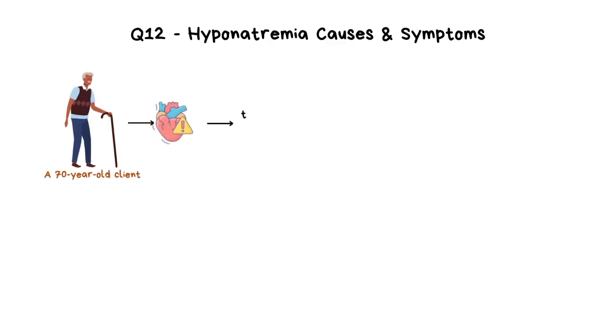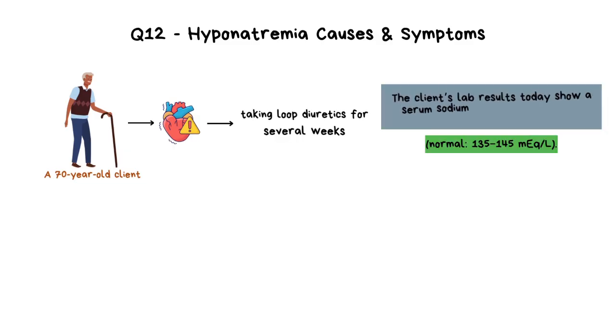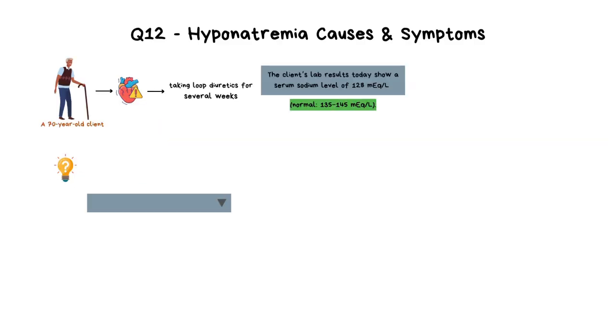Now let's do a drop-down fill-in on hyponatremia, cause and a key GI finding. A 70-year-old client with heart failure has been taking loop diuretics for several weeks. Today, the sodium is 128 milliequivalents per liter. Normal is 135 to 145. Complete each statement by choosing from the drop-down.